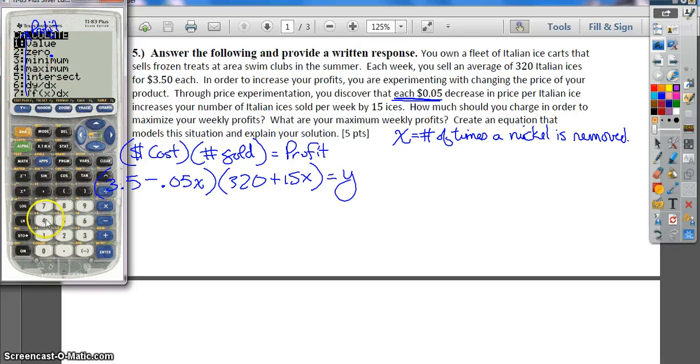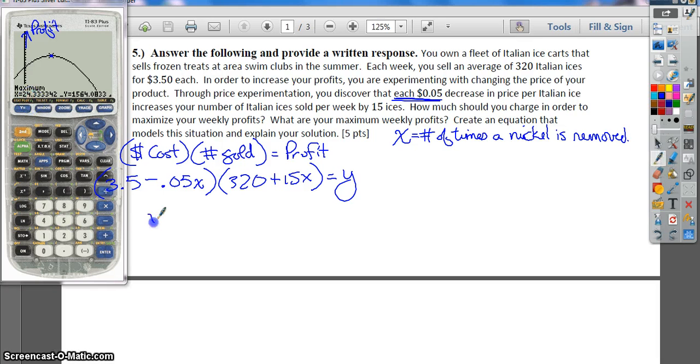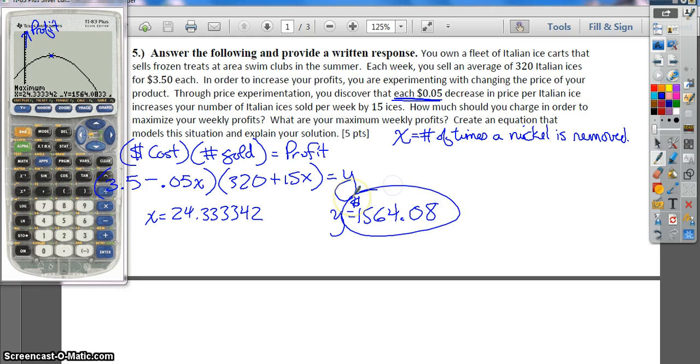So I go 2nd trace, I select maximum. I want to be on the left side of that vertex, hit enter. Then a right side boundary, and there you go. So the x-coordinate you get is 24.3333342. Y, which is your max profit, is $1,564.08. Now I'm rounding that to the nearest dollar because that's what you'll be making. You'll make 8/100ths of a dollar extra, so it would round down.